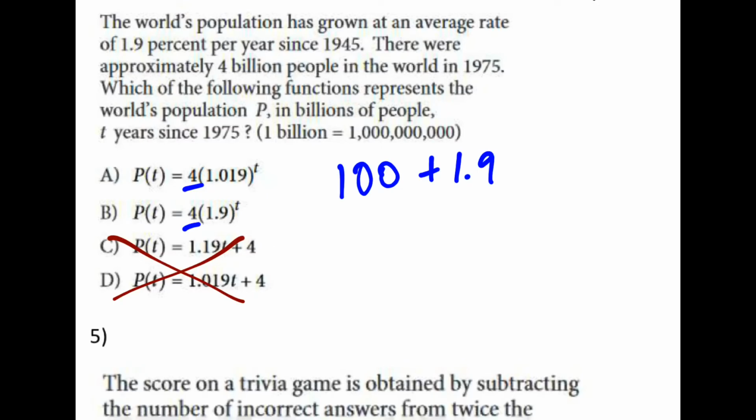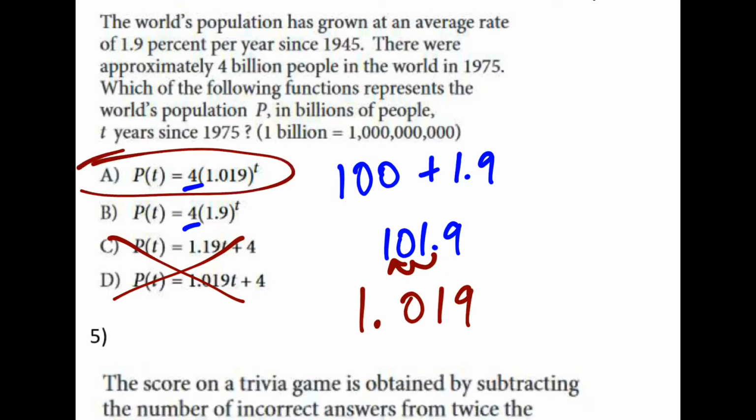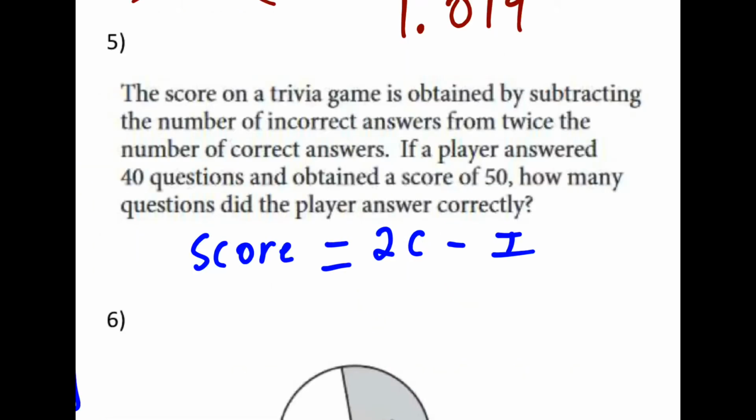So we start with 100% and we are increasing by 1.9. If we convert this to a decimal, we move the decimal over to the left twice, and we end up with 1.019, which is choice A. Choice B actually represents a 90% growth rate rather than a 1.9% growth rate, which would be quite alarming for the world's population. Fortunately, it's A.